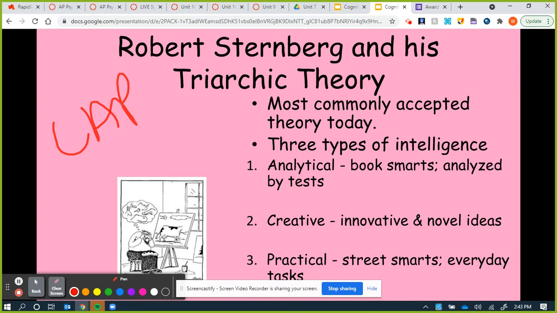Analytical intelligence is book smarts. This would fall, with Gardner, under logical mathematical and linguistic. Creative intelligence is the ability to think outside of the box and use divergent thinking to come up with novel ideas. Everybody probably knows somebody who is not very book smart, but is a very good artist or a very good musician or something like that.